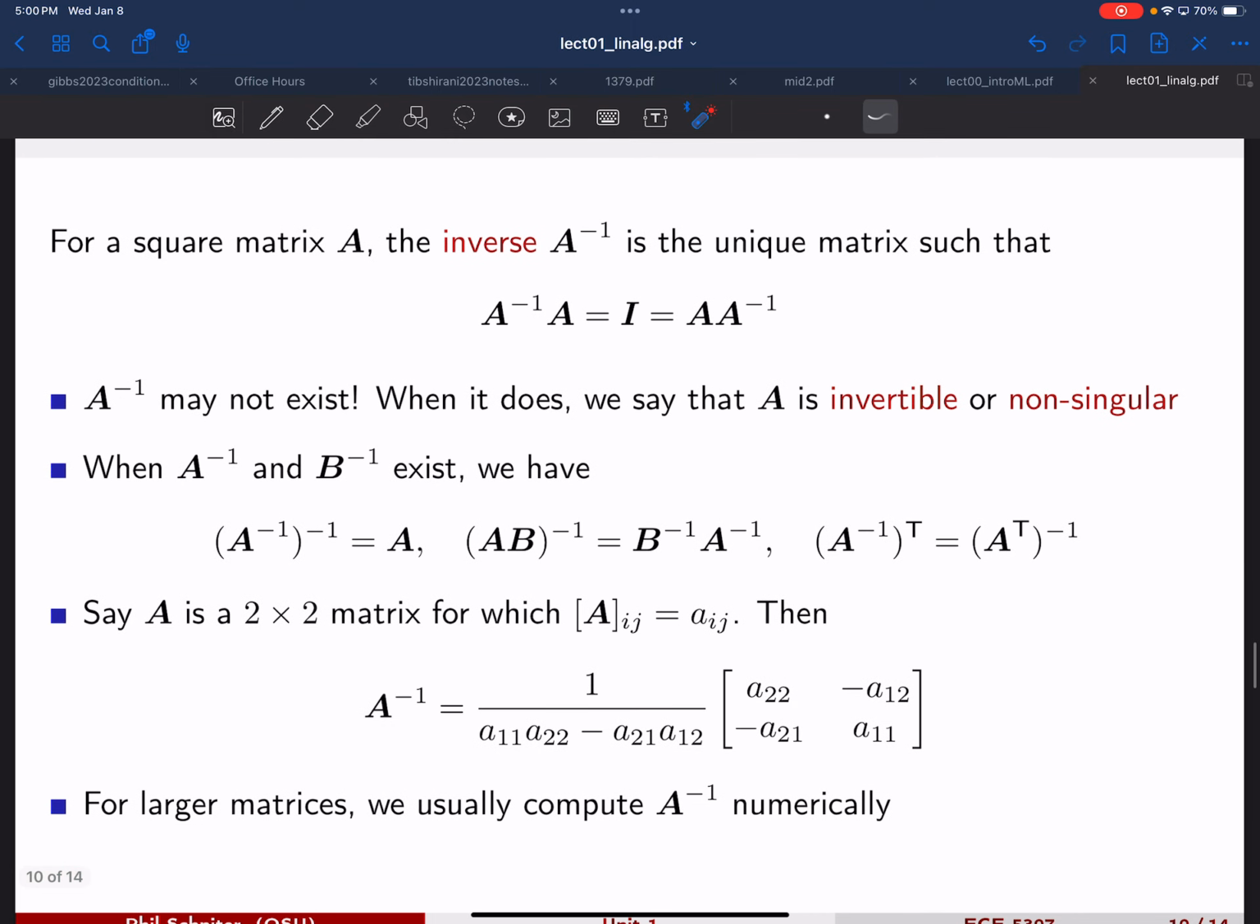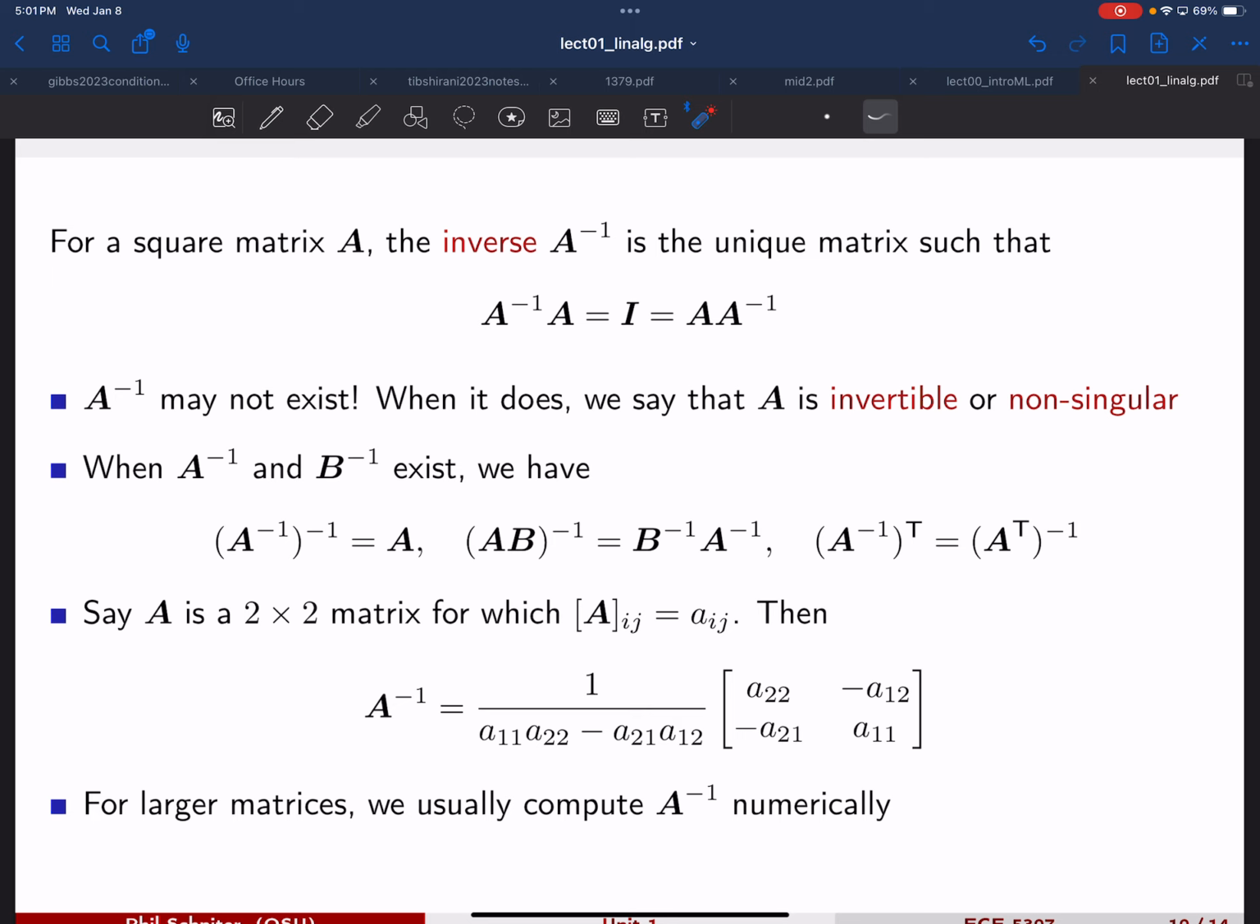Matrix inverse. For any square matrix, when we talk about inverting a matrix, it has to be square. The inverse, if it exists, is a matrix such that when you multiply on the left or on the right, it basically cancels the original matrix, in the sense that you get the identity.